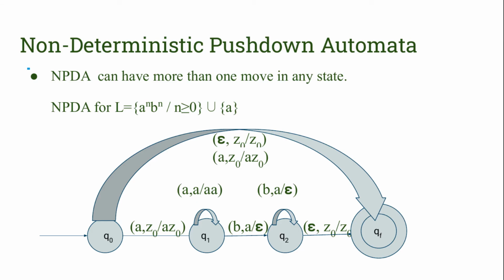Non-deterministic pushdown automata. On an input, the NPDA can have more than one move. Consider the NPDA which has more than one move from the state q0 on the input of the empty string epsilon and the input symbol a. Hence, this NPDA can accept the empty string epsilon and the input a. Also, it can accept a^n b^n for n greater than or equal to 0.